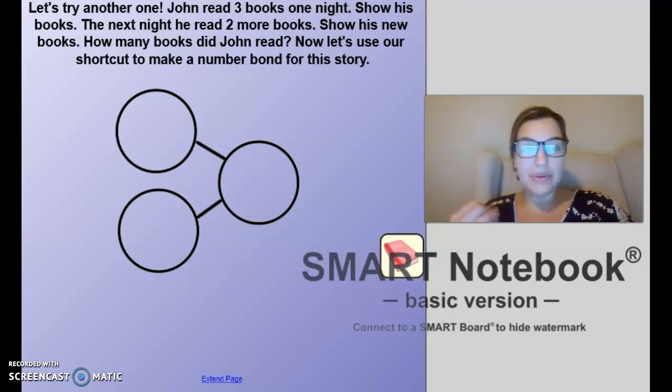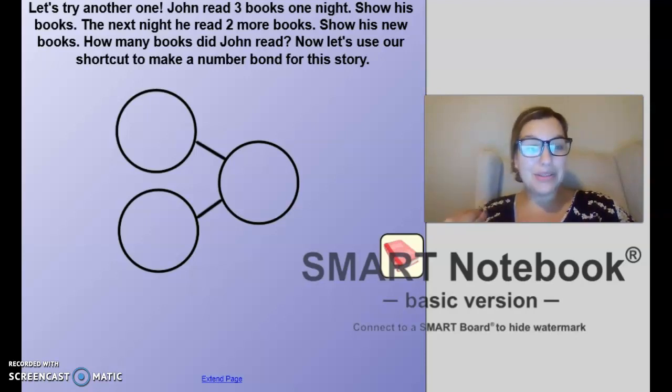Okay. Go ahead. You can draw books. You can draw rectangles, squares, however you want to do it. Go ahead and draw them first, and then we'll do the numbers part of the number bond, okay? So draw your picture. Remember, he read 3 books 1 night, 2 books another night, and we need to figure out how many books he read altogether. Pause me and unpause me when you're ready.